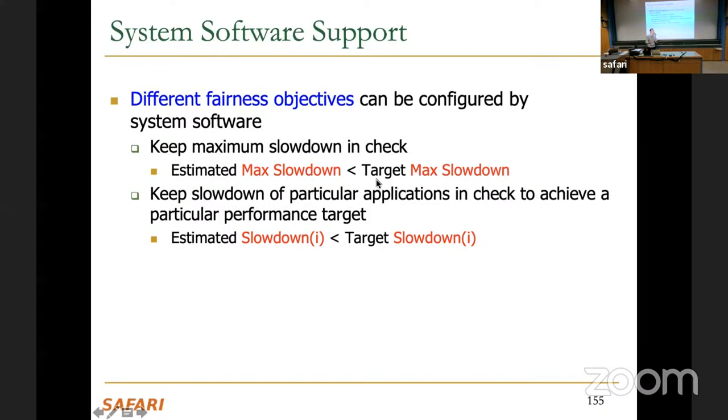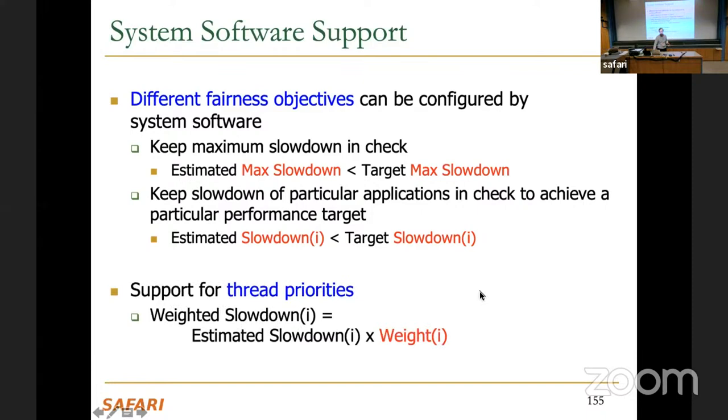Or you could keep the slowdown of a particular application in check to achieve a particular performance target. So the estimated slowdown of application I should be less than the target slowdown of application I. So if you're actually calculating slowdowns reasonably accurately, you can do these things. And you can have support for thread priorities. You can weight the slowdown with the weight of the thread. So you can do basically similar things that we have discussed earlier, but this is very configurable essentially.